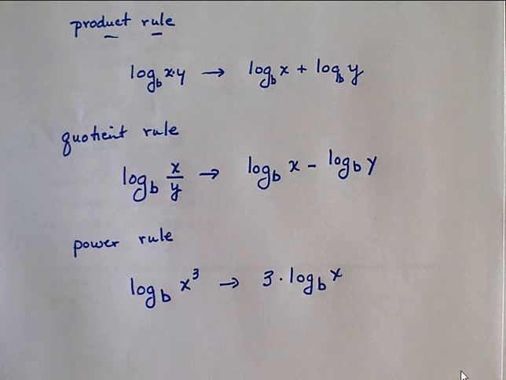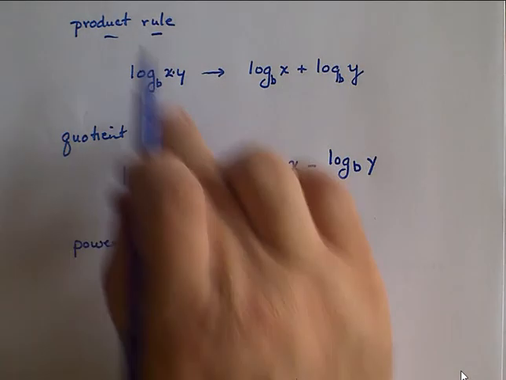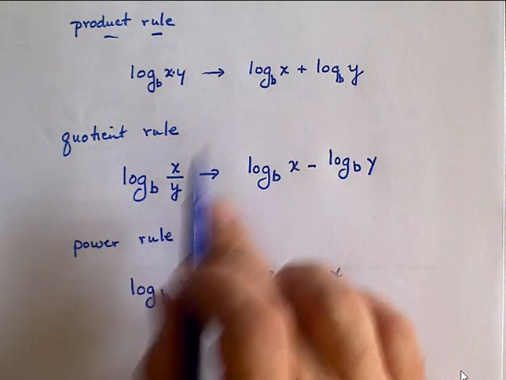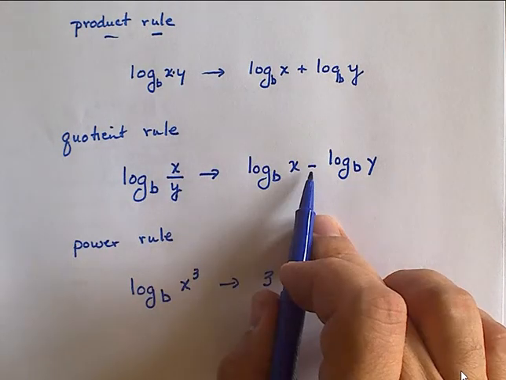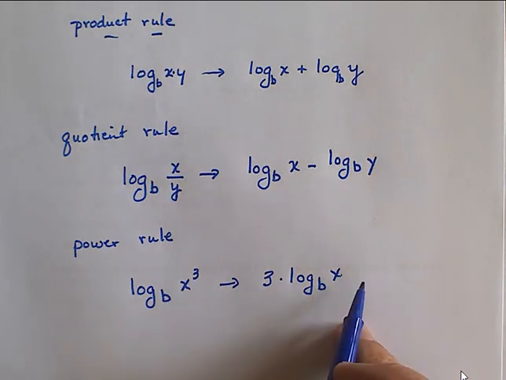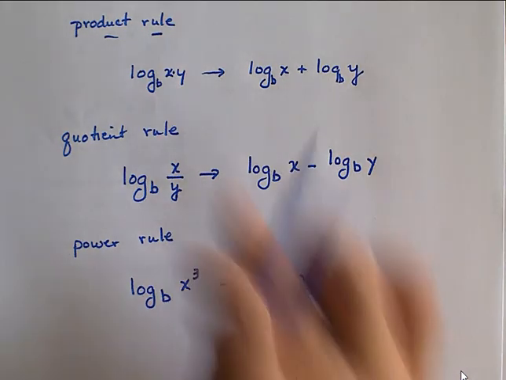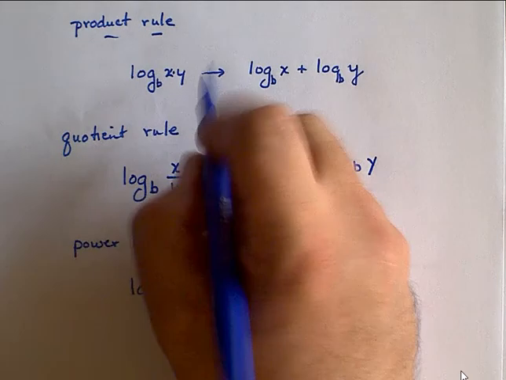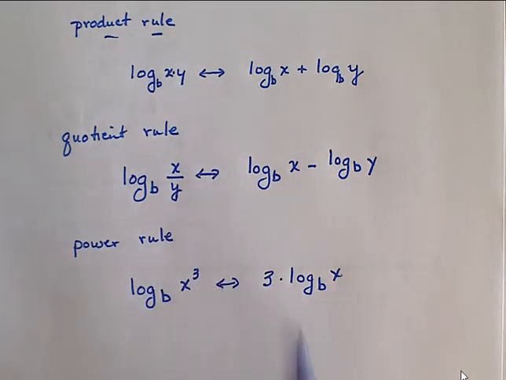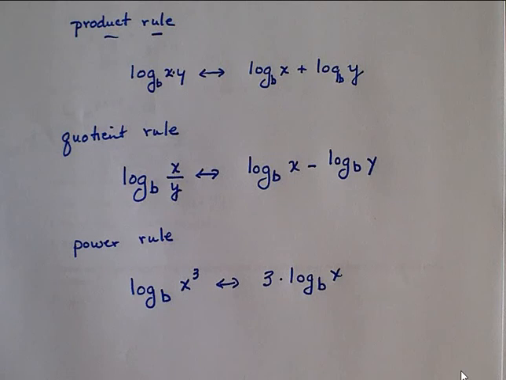Okay, so product rule, we multiply, we change it to an addition. Division, we change it to subtraction. An exponent, we bring it out in front and multiply. Okay, that's where if we're going from this way to this way, and each one of these is going to be reversible. We'll use it the other way as well. Okay, so those are the rules we need to talk about.